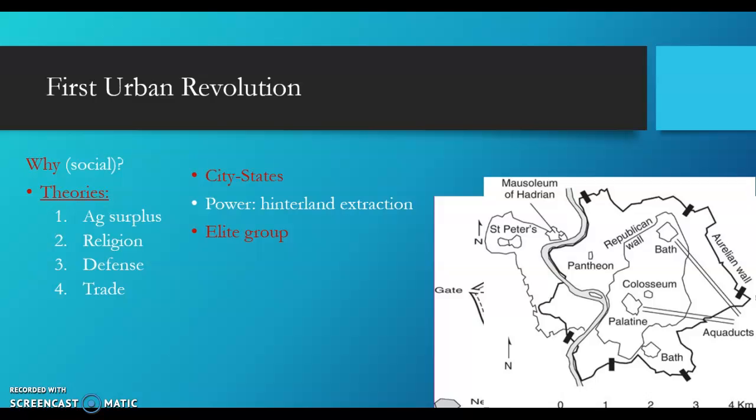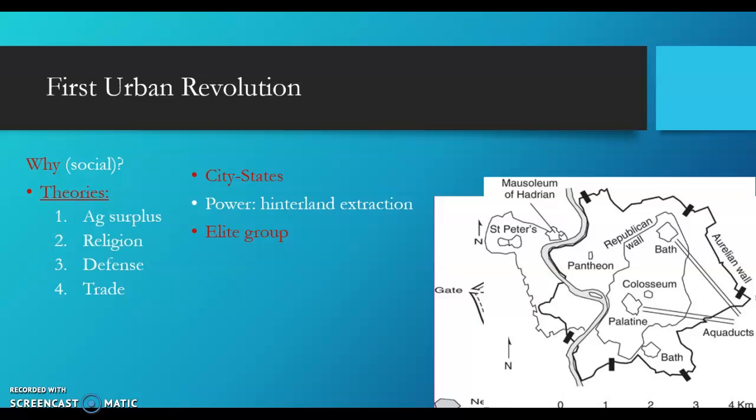The image on your screen now looks at ancient Rome, which falls into this first urban revolution because of the hierarchy, because of the theory of development of the city. Ancient Rome was a walled city. At the middle of the city, we had elite groups. We had compounds. We had a very stratified social organization.